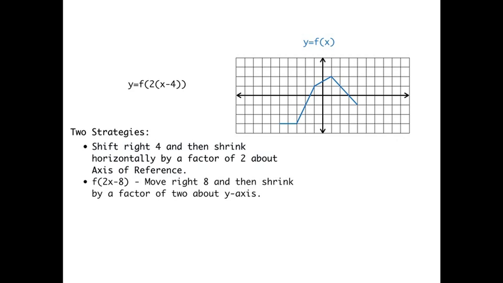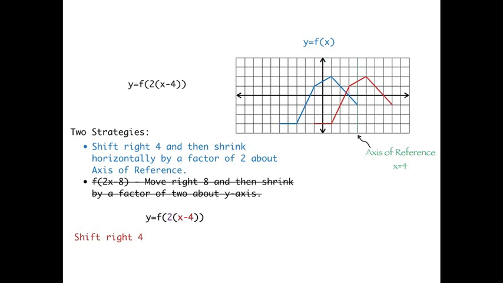Let's begin by shifting right 4 and shrinking horizontally by a factor of 2 about the axis of reference, using the form f of 2 quantity x minus 4. Here we see that we will have a shift right portion in red, so we will shift our function to the right by 4. If we shift our function to the right by 4, we have our axis of reference at x equals 4. You can think of this as almost the center of the function. It'll be where we do our scaling towards.